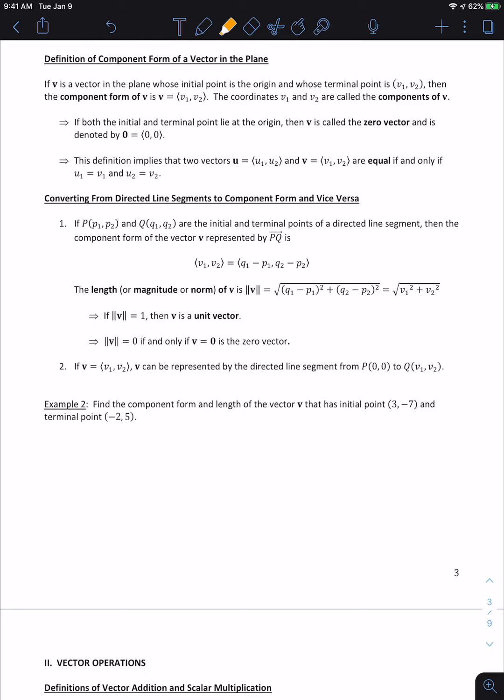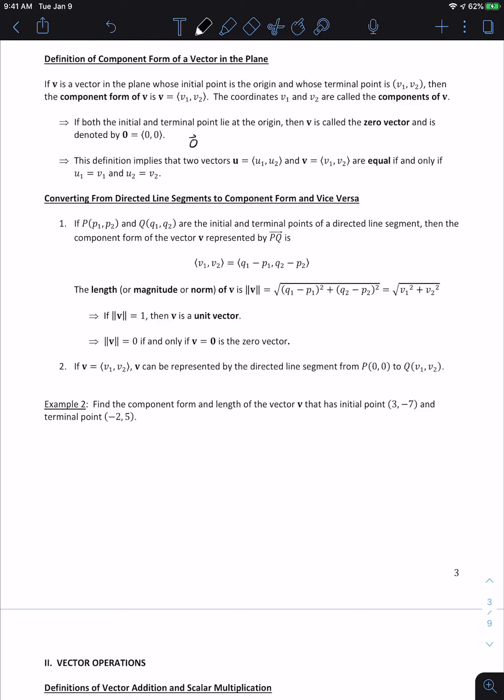So the coordinates v sub 1 and v sub 2 are called the components of v. If both the initial and terminal point lie at the origin, then v is the 0 vector, and it's just denoted by a bold-faced 0, or in the case where we're writing down on our piece of paper, it would be a 0 with a line over top of it. So that's the 0 vector. And this definition implies that the only way two vectors are equal is if their x components are equal, or their first components are equal, and their second components are equal.